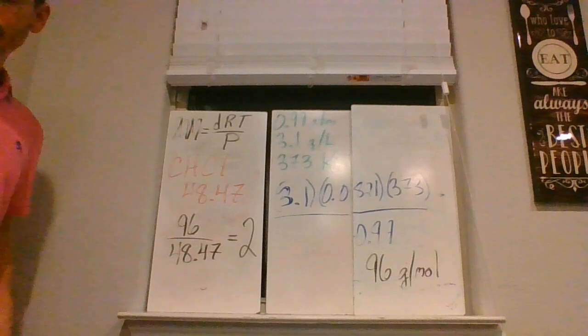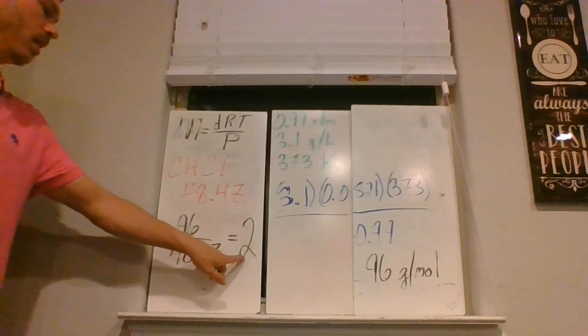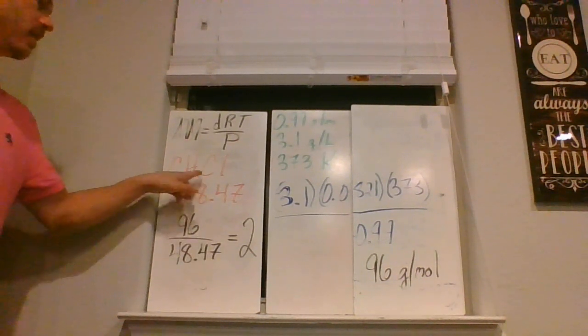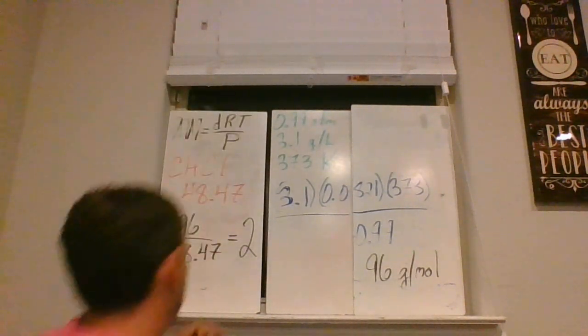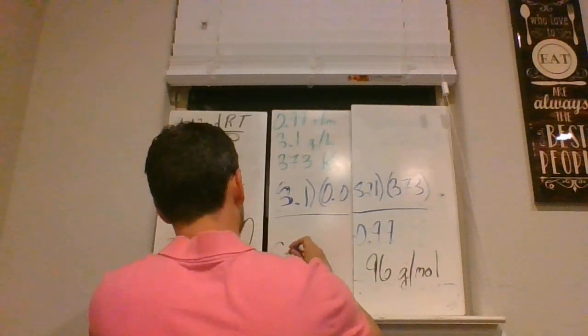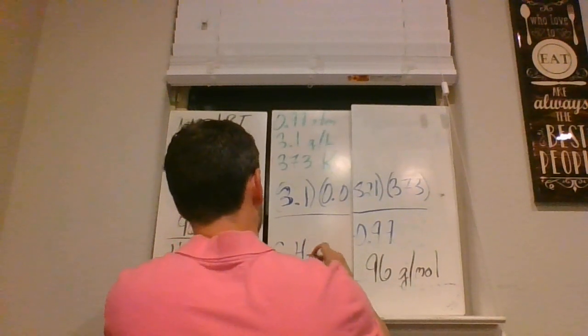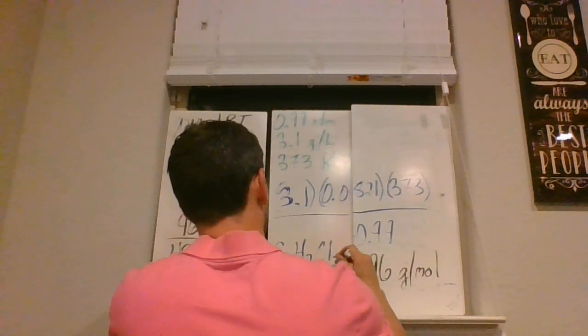And this will now indicate the number that you need to multiply these subscripts by. So when it's all said and done, the final answer to the problem is going to be C2H2Cl2.